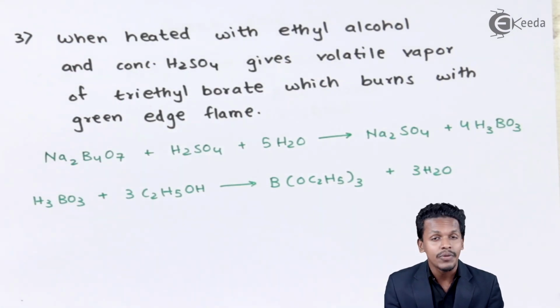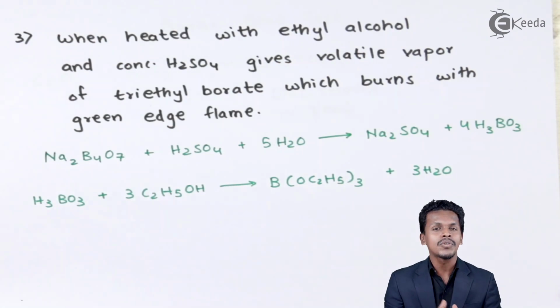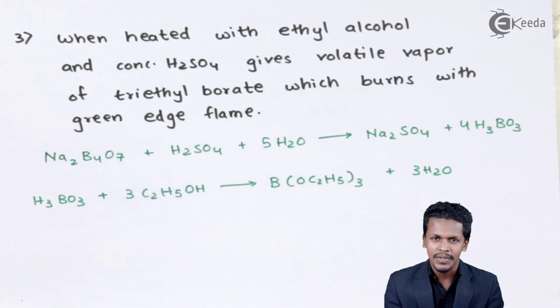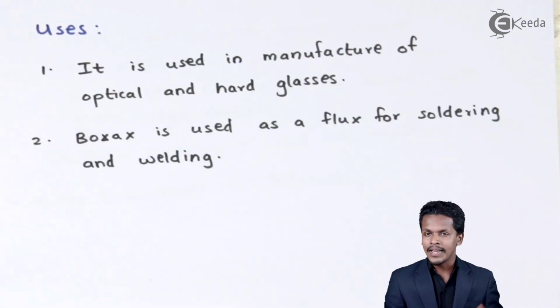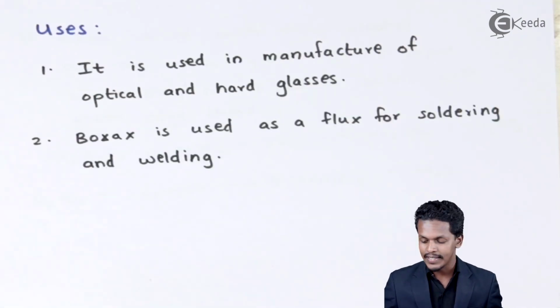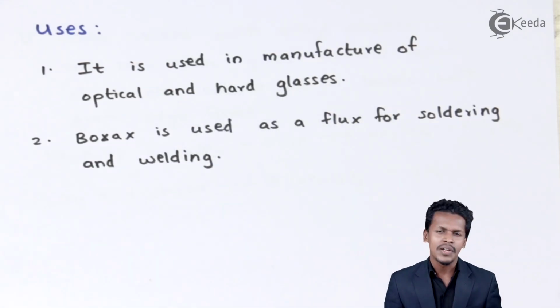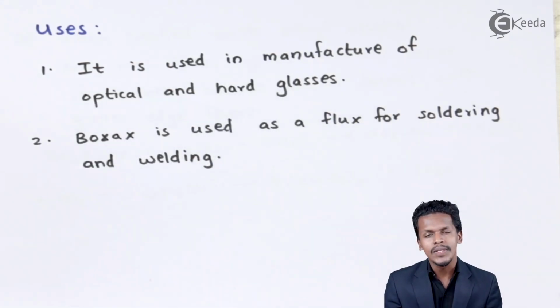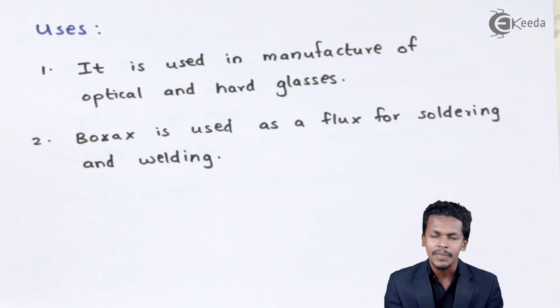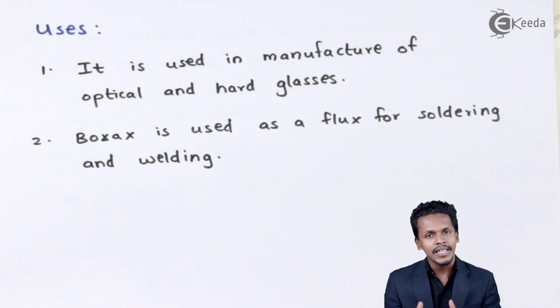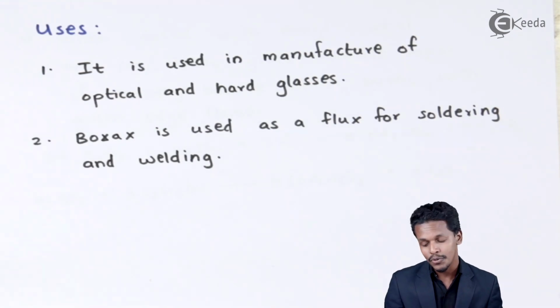Talking about the last one, that is uses of borax. We have earlier talked about the uses of borax, but there are also some points that I want to mention. It is used in the manufacturing of optical as well as hard glasses. Compounds which contain boron are used in the preparation of pyrex, that is glassware. So we use borax to make hard glass and optical glasses.